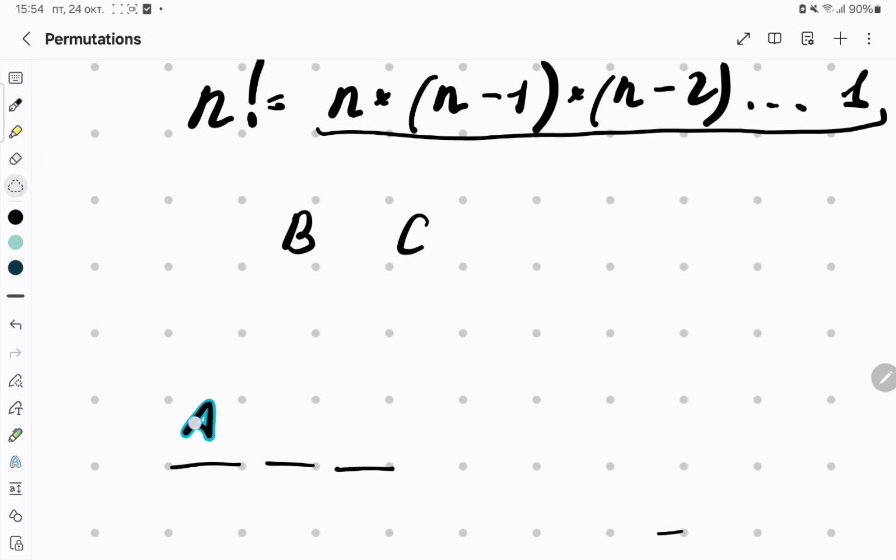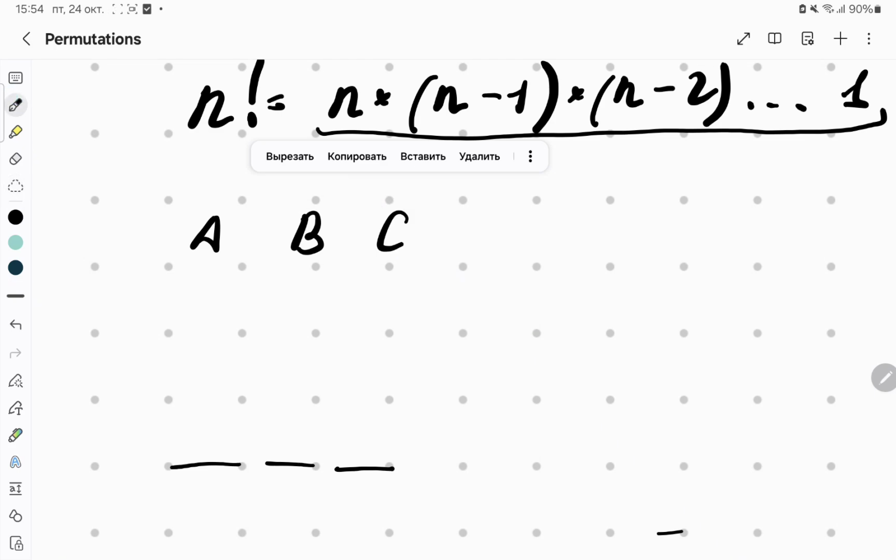For the first place, we can put any of these 3 letters, right? Either B, A, or C. So that's why I will write here 3. Then for the second place, we could also put the letters, but this time it will be 2, because 1 letter is used for the first place. So here are 2 candidates for the second place and only 1 candidate for the last place. That is why we can say that 3 times 2 times 1 is 6, yeah?